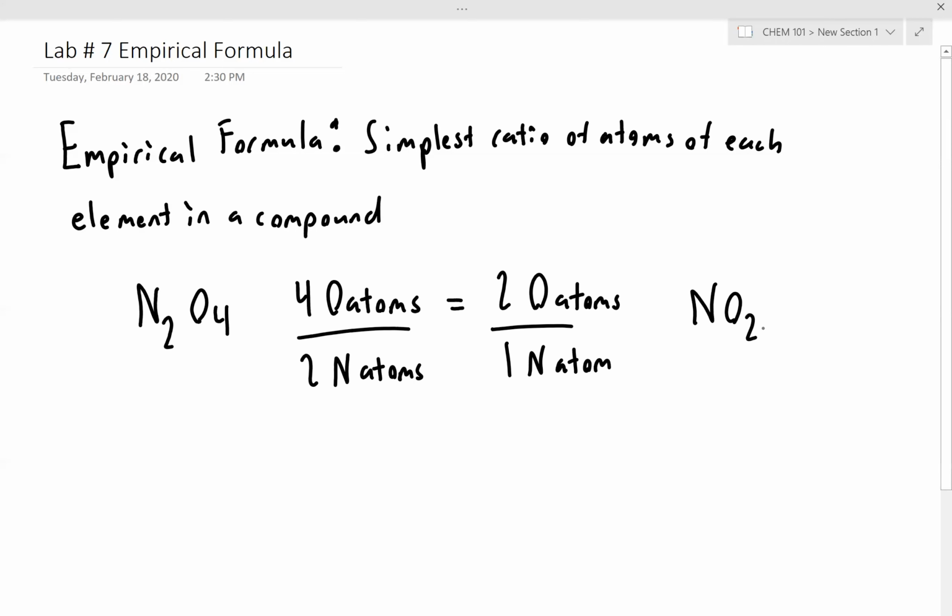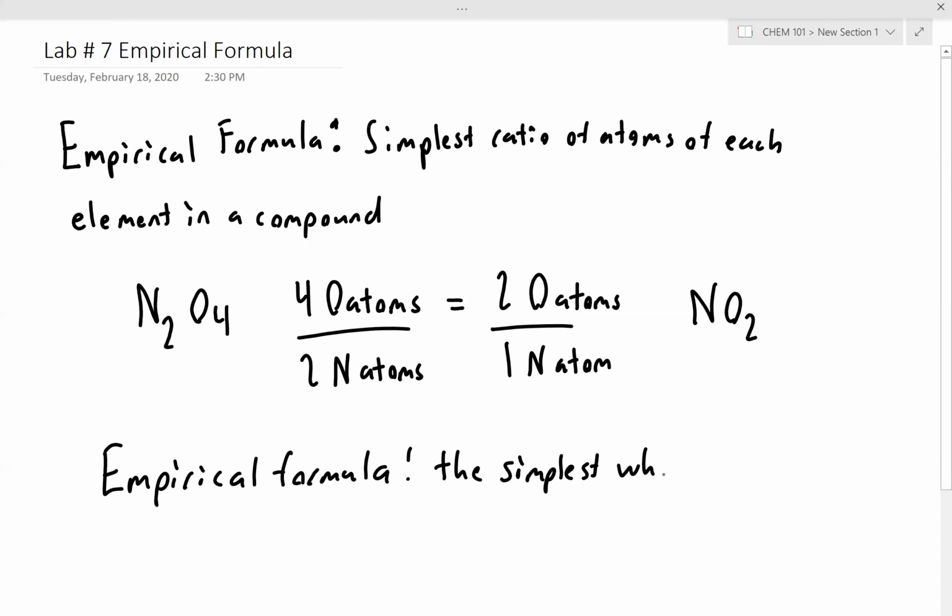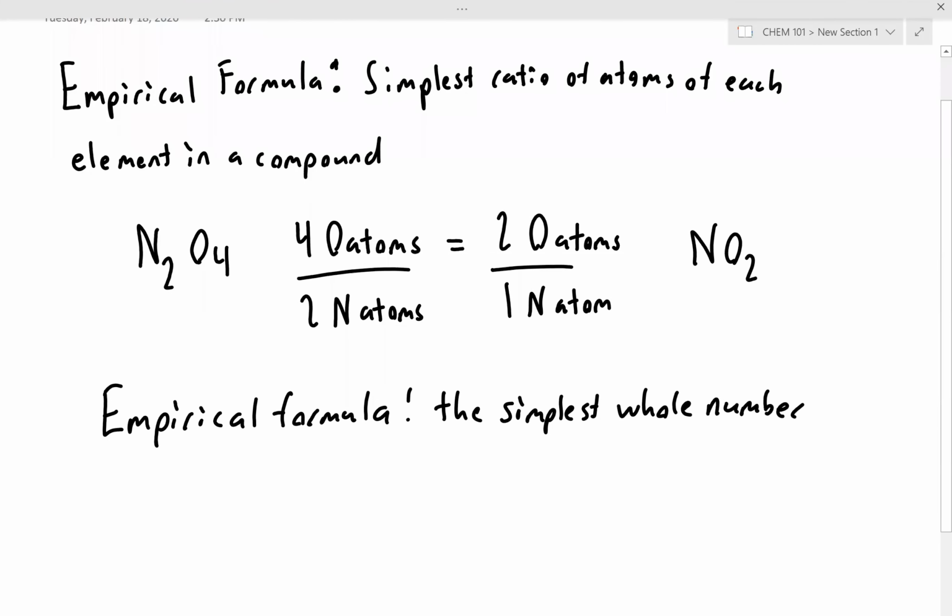Now, just like we can figure out our empirical formula by looking at the ratio of atoms, this is the alternative way of thinking about the empirical formula: the simplest whole number ratio of atoms of each element. Whole number means no fractions, no decimals.